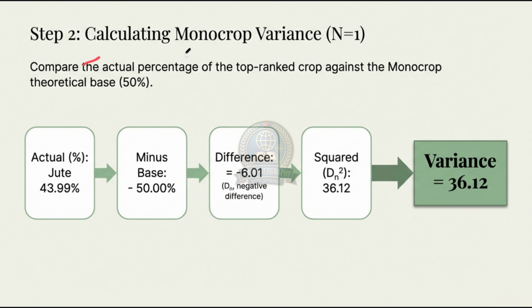Now step 2, calculating monocrop variance, that is n is equal to 1. Compare the actual percentage of the top ranked crop against the monocrop theoretical base. Actual percentage is jute 43.99% minus base. What is the base? The base is 50%, and the difference is minus 6.01, a negative difference. Squared difference means 36.12, and variance is equal to 36.2. This is the formula: actual jute minus base is equal to the difference, a negative difference, and its squared difference is equal to the variance.